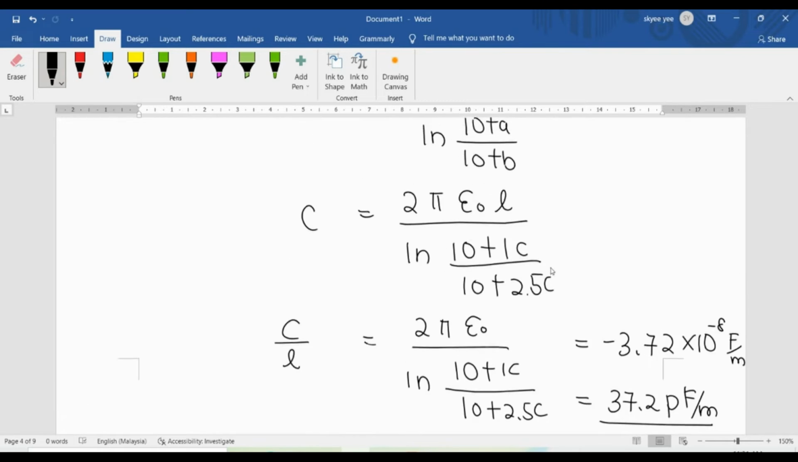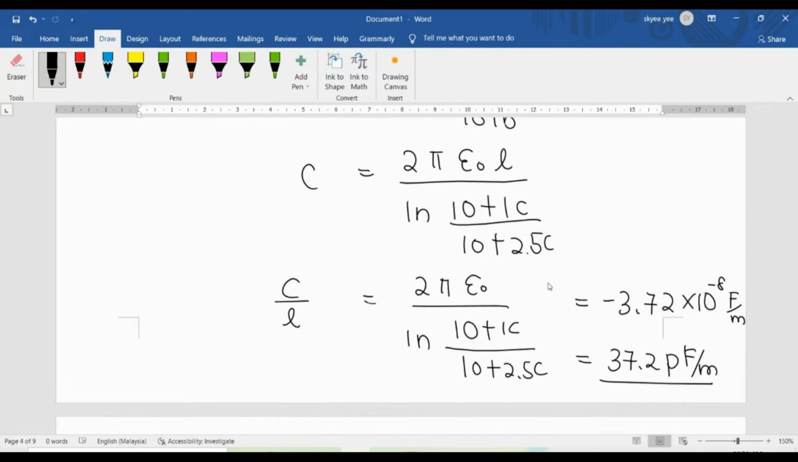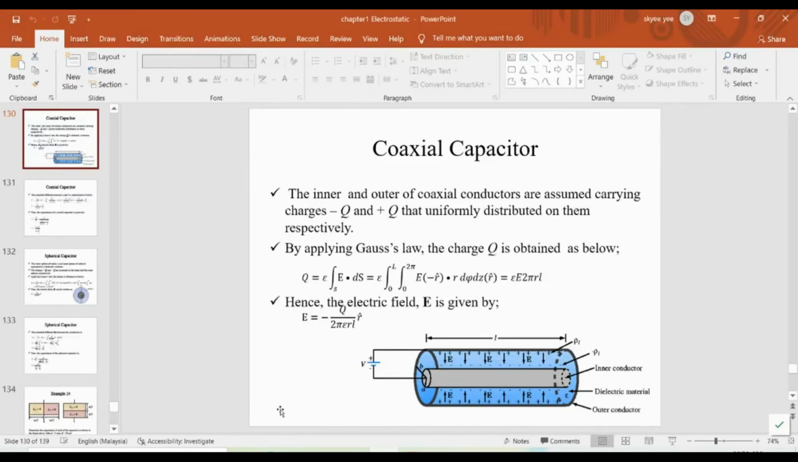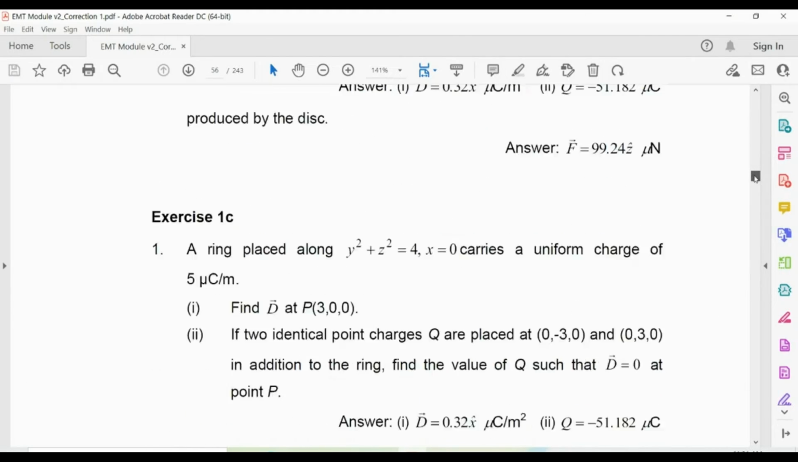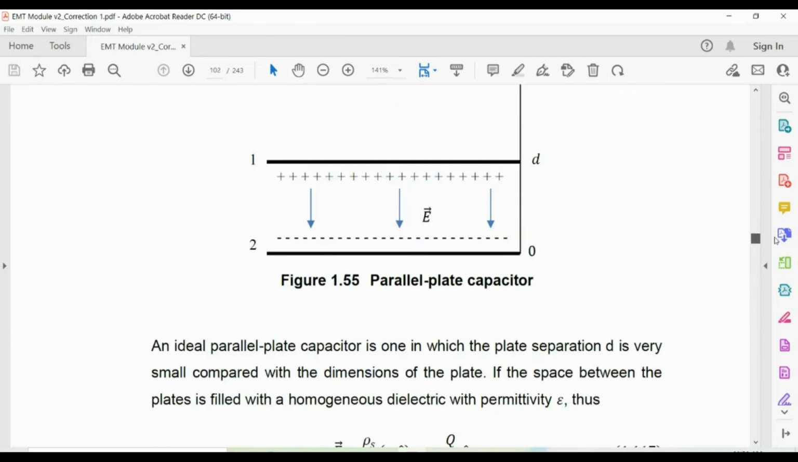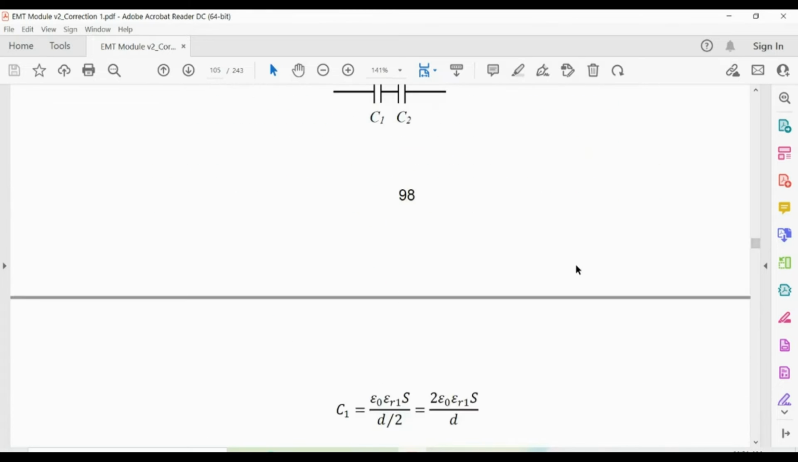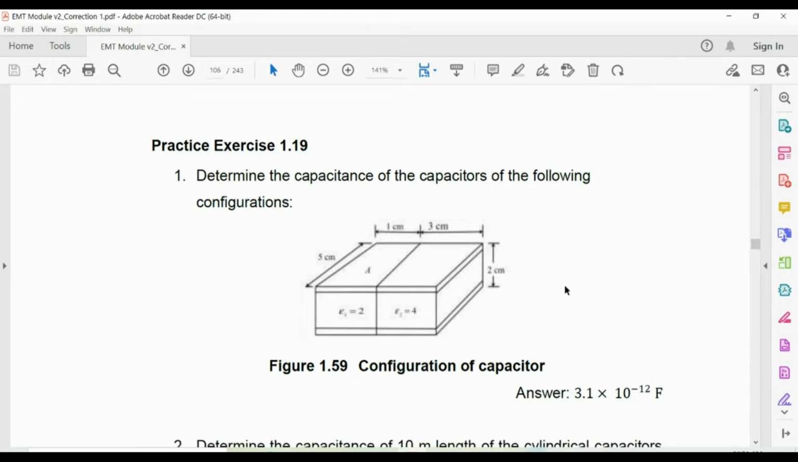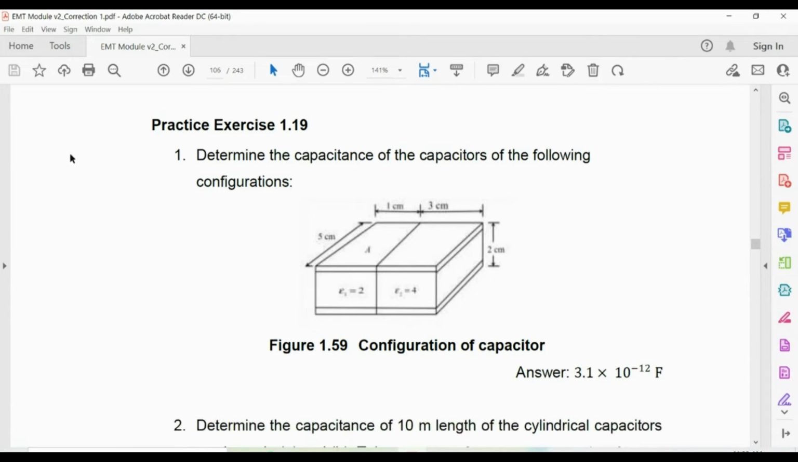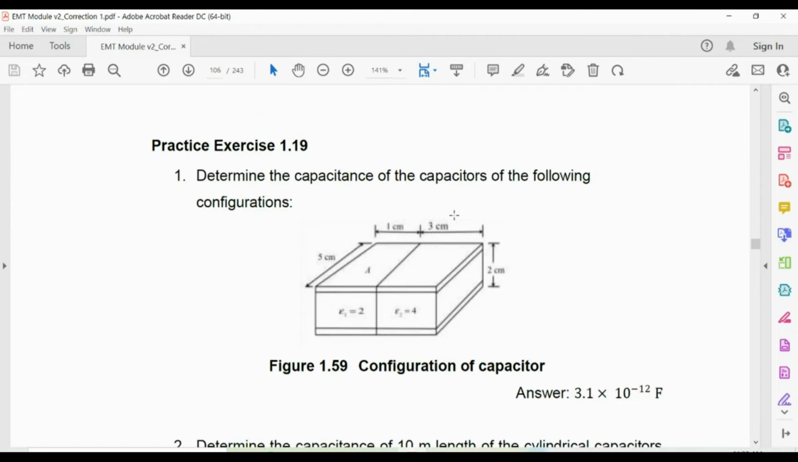Any questions? Is my calculation correct? Right, we move to the exercise in the module. You can refer to your module. For the questions with solutions, I'm not going to talk about them; you can look at them yourself. Let's look at practice exercise 1.19.